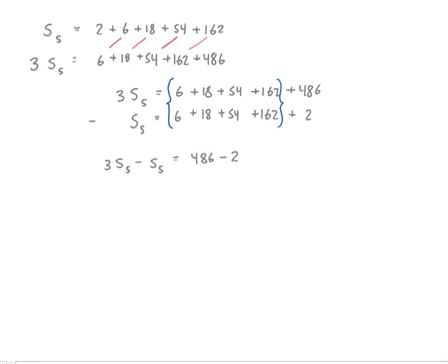At this point, on the left side of the equation, 3S5 minus S5 is just giving me 2 times S5. And on the right-hand side of the equation, we get 484. If I divide both sides by 2, I finish up with a statement that S5 equals 242. And I know that if I add up 2 plus 6 plus 18 plus 54 plus 162, that is going to give me 242. So there's one example with actual numbers, and I'm going to come back here in a second and derive an equation in terms of variables.